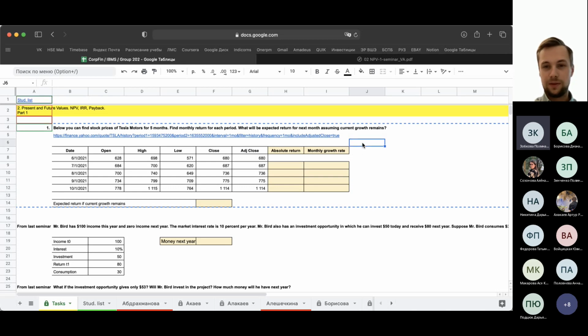And actually, your group is the first group to use this kind of spreadsheet. So we will have some kind of experiment today. Okay, does everyone have access, or does anyone have some problems?